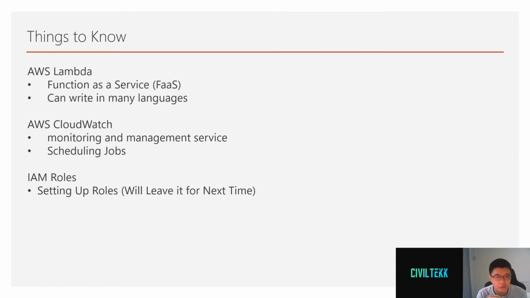Then there's also AWS CloudWatch. The two main things that you can do is to monitor all your AWS services and manage them. However, there's another function that you can utilize in this case, which would be scheduling your jobs. So what I'll be showing you later will be how to schedule your jobs according to maybe time, duration, things like that.